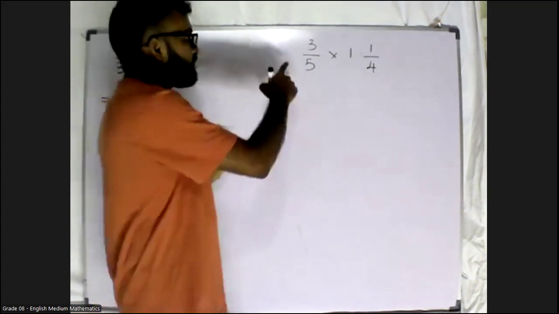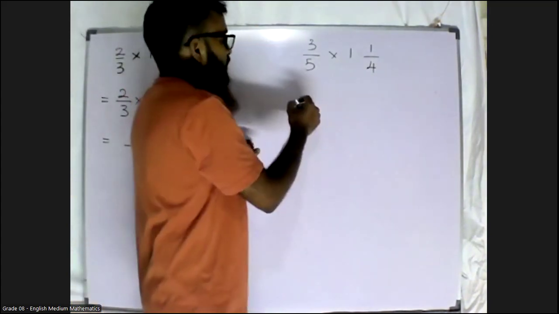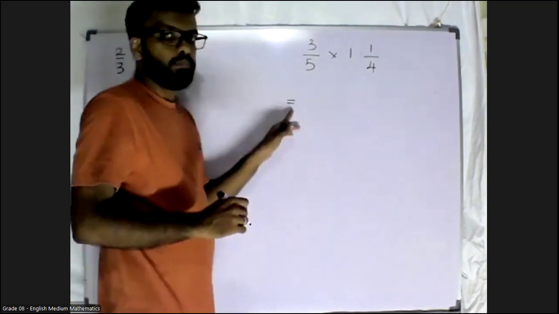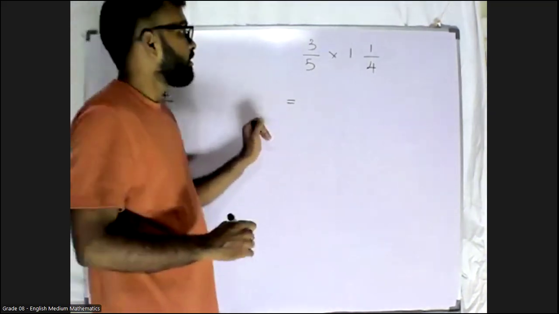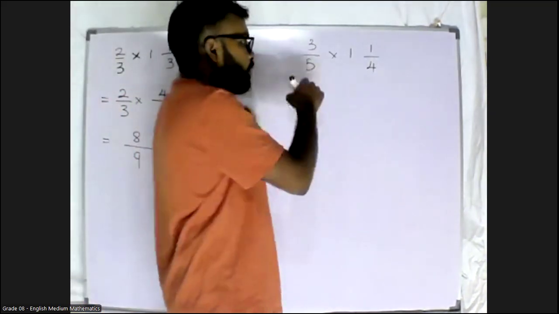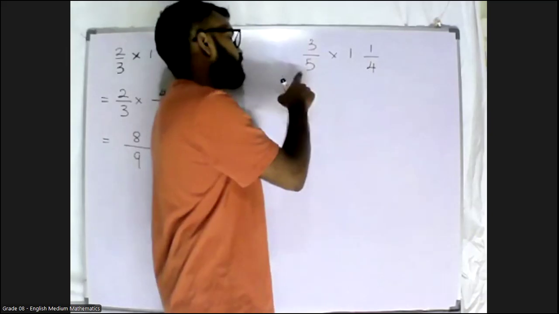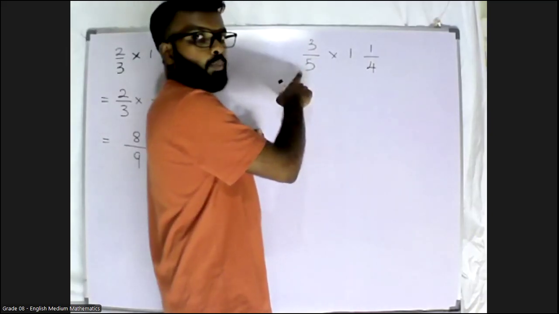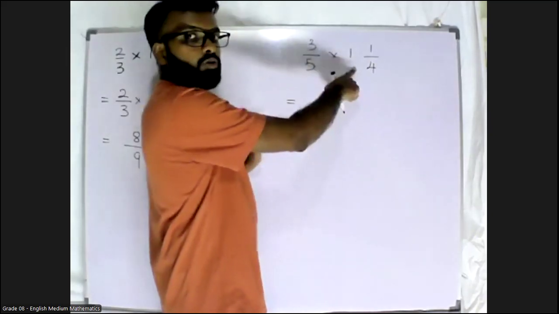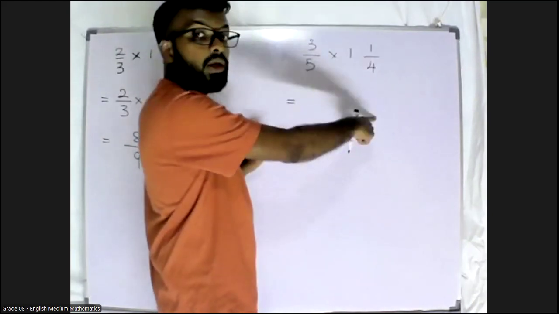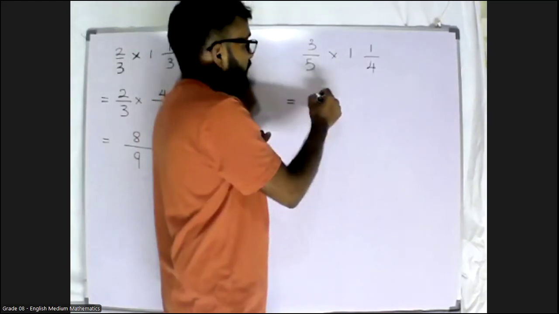So this is the second one. Equal mark, important. Don't forget it. I'm going to rewrite this. Here you have a proper fraction and this is the mixed number. You are going to convert this mixed number into an improper fraction. 3 upon 5.